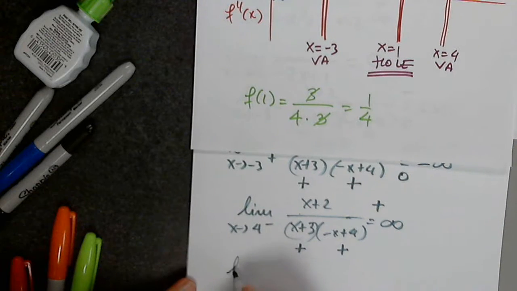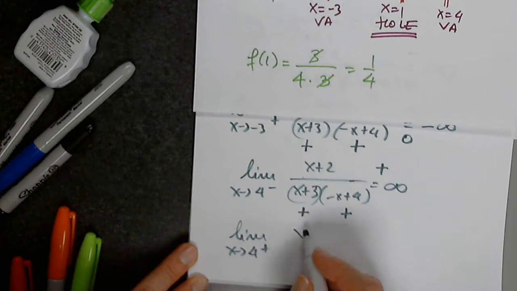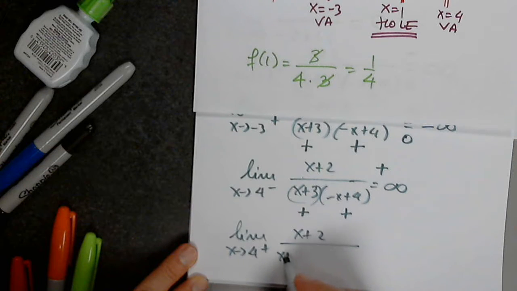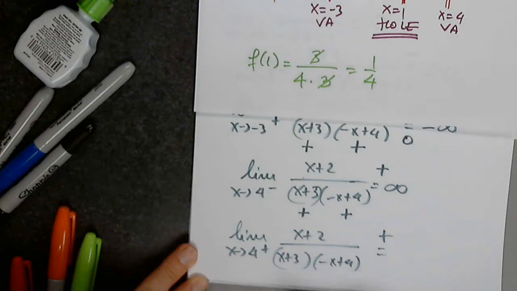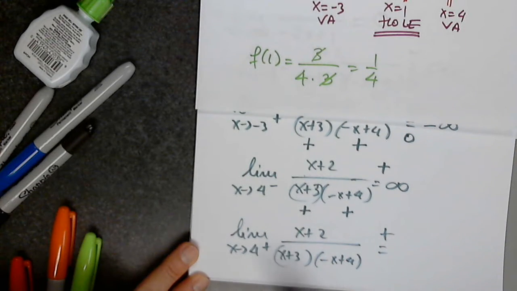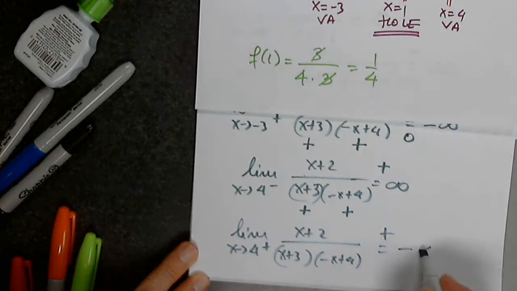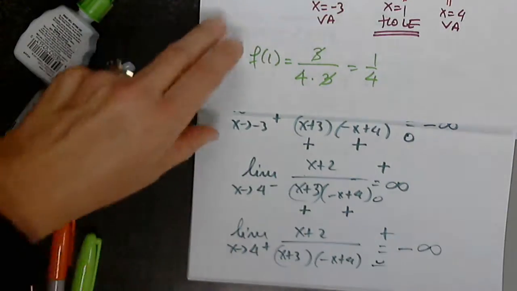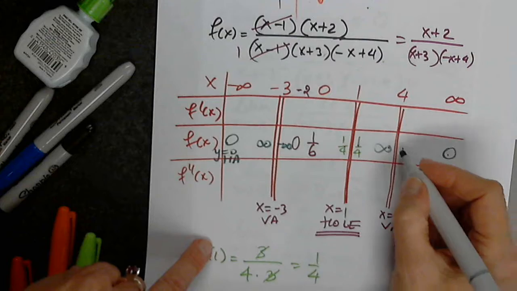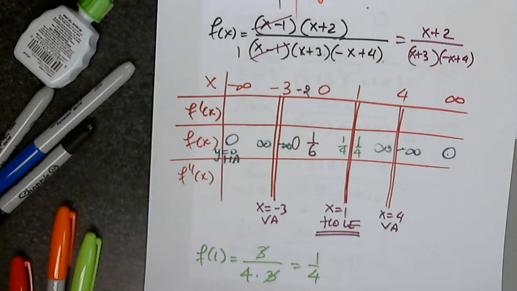And the last one, x approaches 4 from the right of x plus 2 over x plus 3, -x plus 4. The top is positive, 4 from the right. This will be negative, so it's negative infinity. Because the denominator is 0, but negative on the negative side. So this is negative infinity. Any questions?